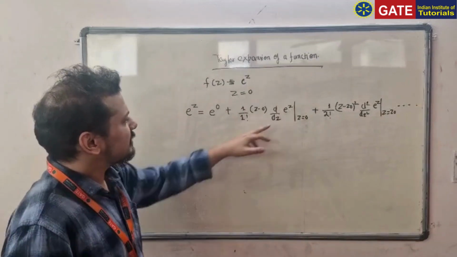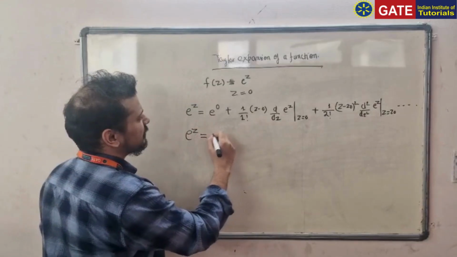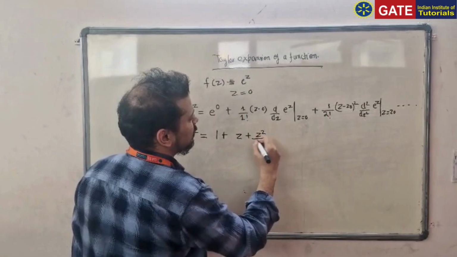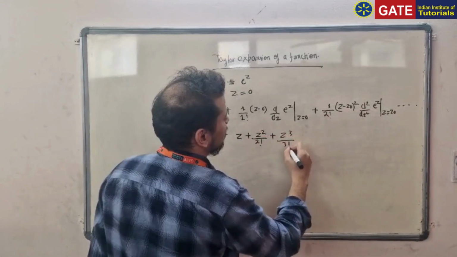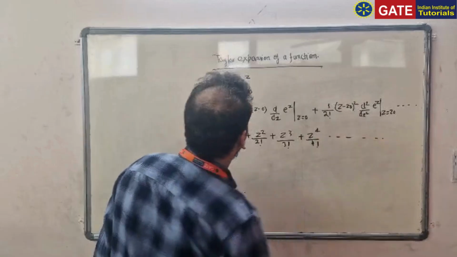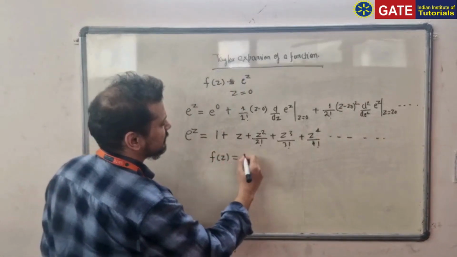The simplest part is that the derivative of e to the power z is always e to the power z. So I will get e to the power z equals 1 plus z plus z square by 2 factorial, and then the series will be z cube by 3 factorial plus z to the power 4 by 4 factorial, and so on.